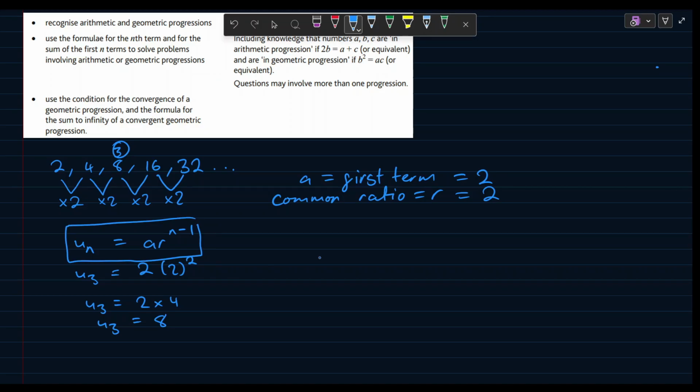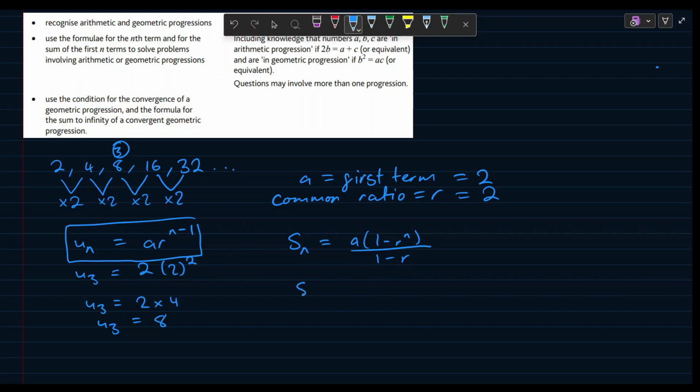Just like we did for arithmetic progressions as well, we can find the sum of the first n terms, and the formula for that is Sn is equal to a times 1 minus r to the n over 1 minus r. So if you wanted to find the sum of the first 4 terms, here by doing it manually we can tell that this would be 2 plus 4, 6, 6 plus 8, 14, 14 plus 16, 30.